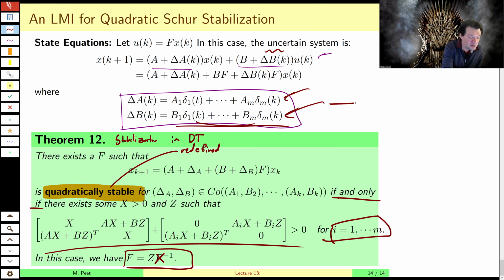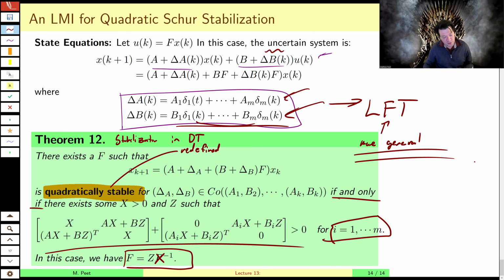In that case, we have to move on in our next lecture to the LFT framework, the more general framework, which has conservatism associated with it. The results are a lot harder to interpret, and it's not as necessary and sufficient as in this case. But it, of course, also covers a lot more cases and is much more general. So we'll come back to that in lecture 14.